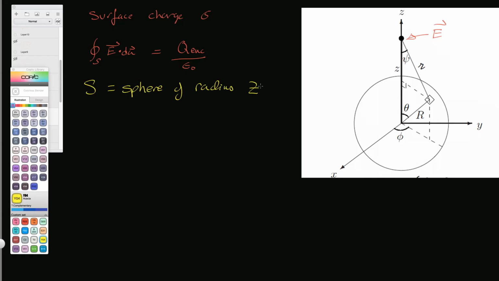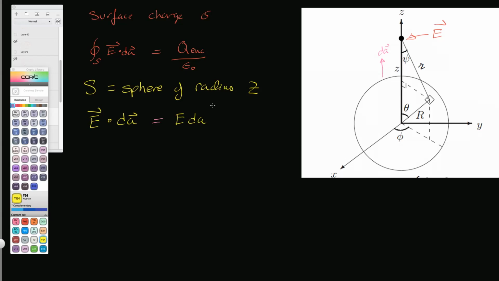All right, now, in what direction does E point everywhere on the surface of that sphere? Radially outward, absolutely. In what direction does DA point? Radially outward, exactly. So E dot DA for our surface, right? If we were going to draw DA, it'd be radially outward, right? Okay, so E dot DA is just going to be E DA, right?